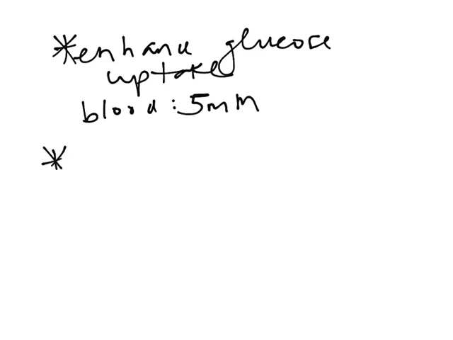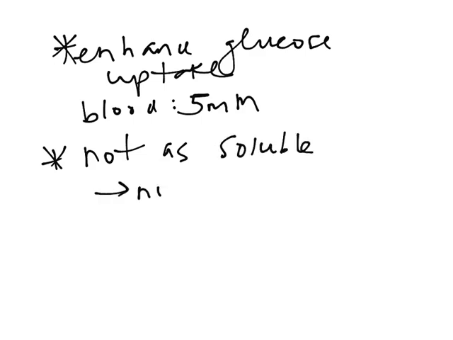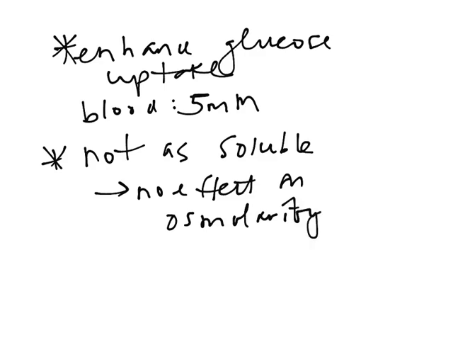The next thing that matters is glycogen is not as soluble as glucose, so it doesn't contribute to the cell osmolarity. The osmolarity is the concentration of all the particles that are dissolved, and it affects the direction of water flow. The greater the osmolarity, the more water would flow towards those particles. So you can imagine if you had a really high osmolarity in your cell, water would flow in and it would pop.